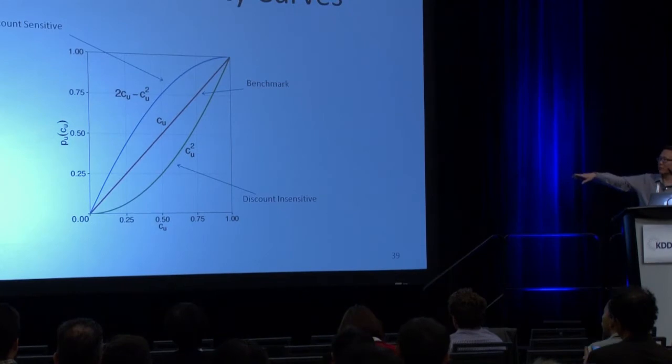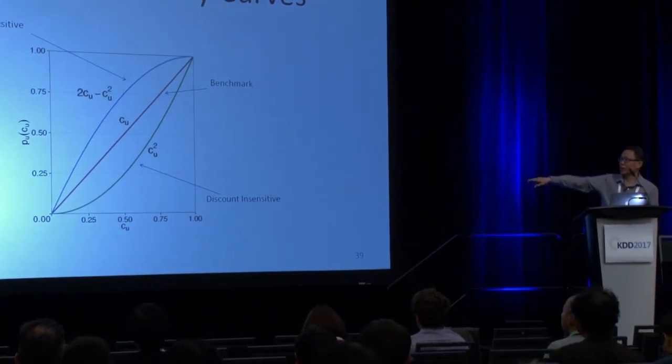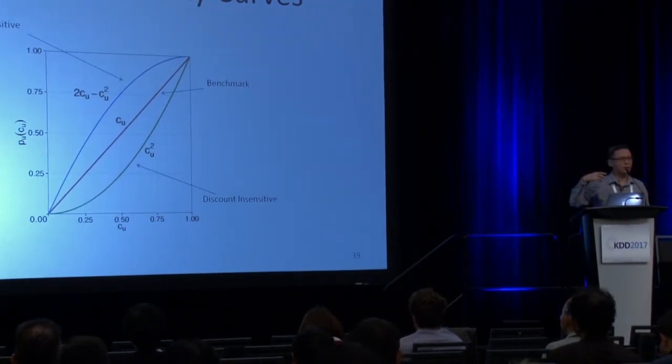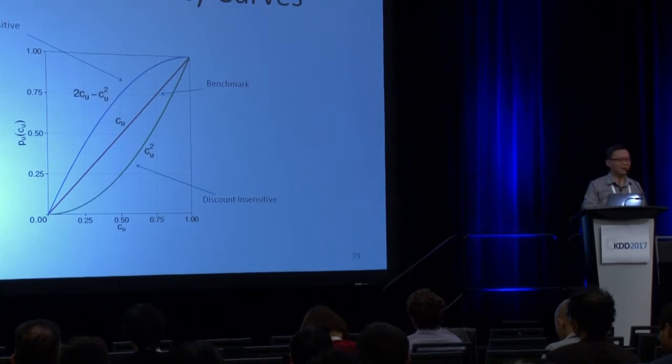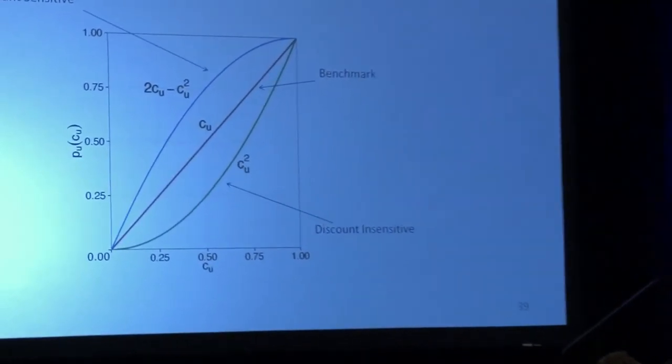Well, the x-axis is the discount rate. The y-axis is the probability a user may adopt the product. And the red line here is the benchmark user. So it is linear with respect to the discount rate.